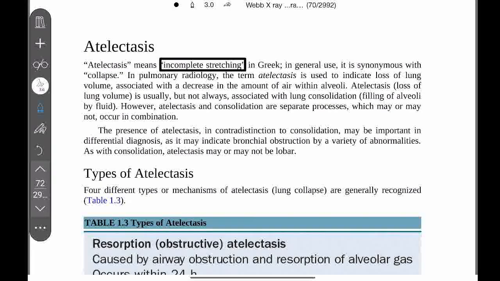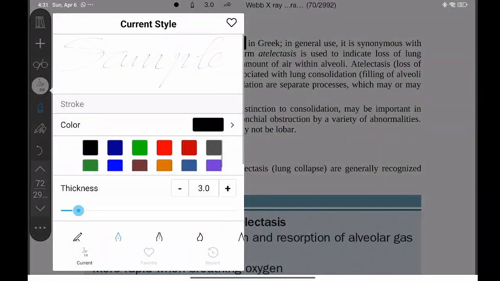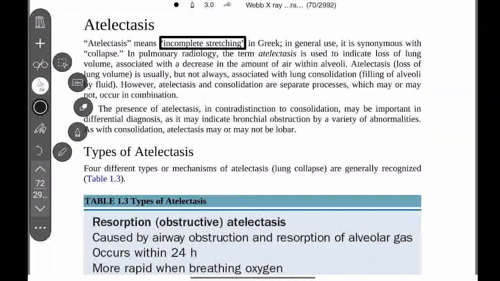Today we are discussing a topic called atelectasis. We are mainly discussing the X-rays of the chest showing the collapsed different lobes of the lungs. Initially, atelectasis means incomplete stretching. That is a Greek word, it is called incomplete stretching.